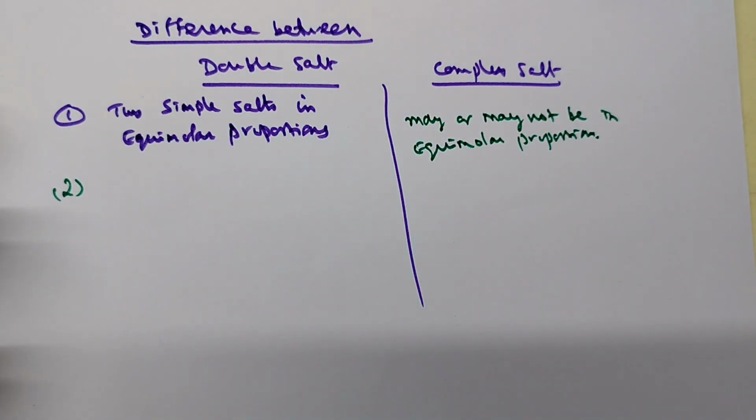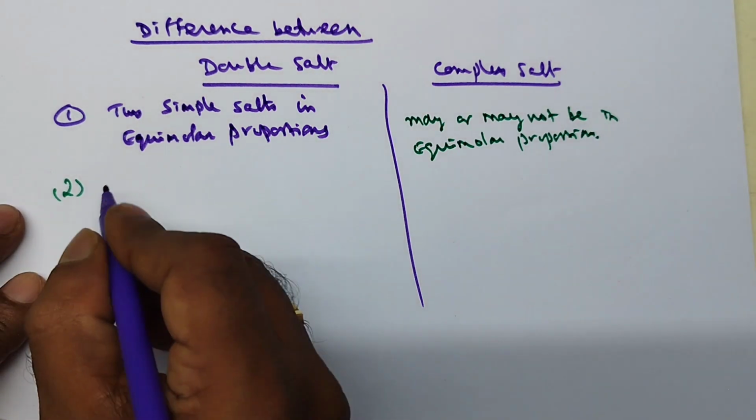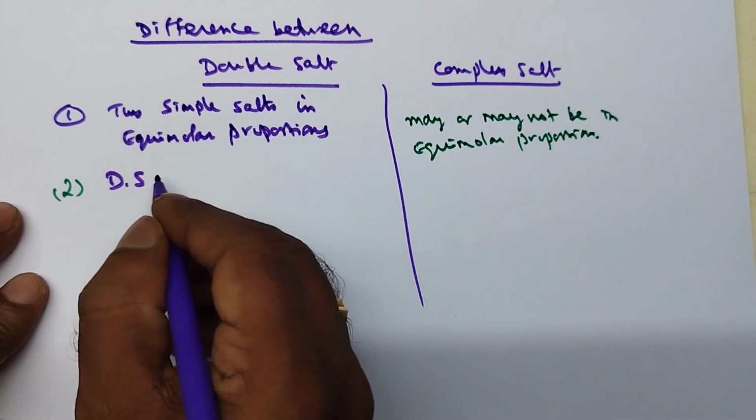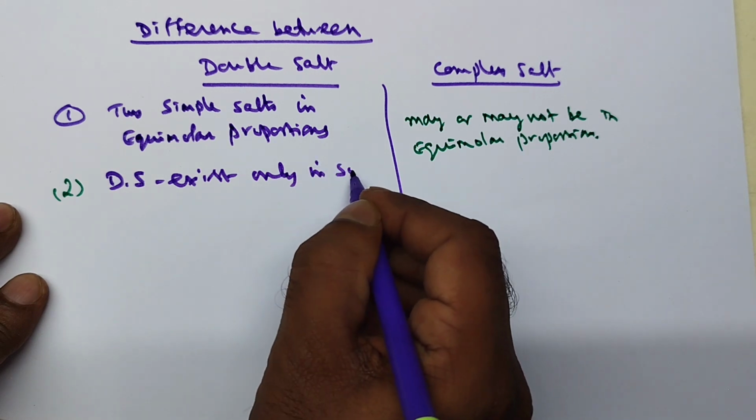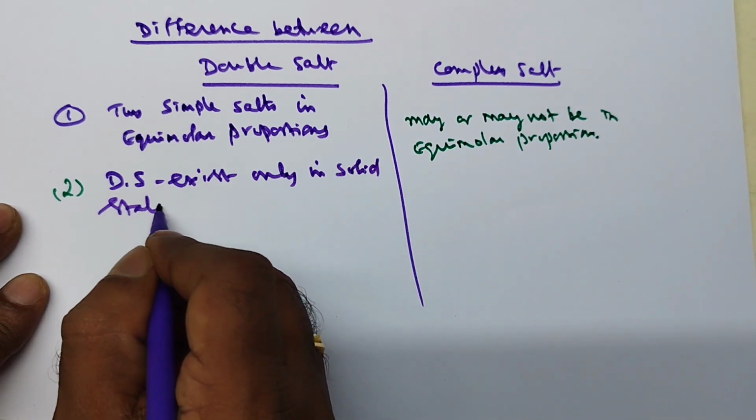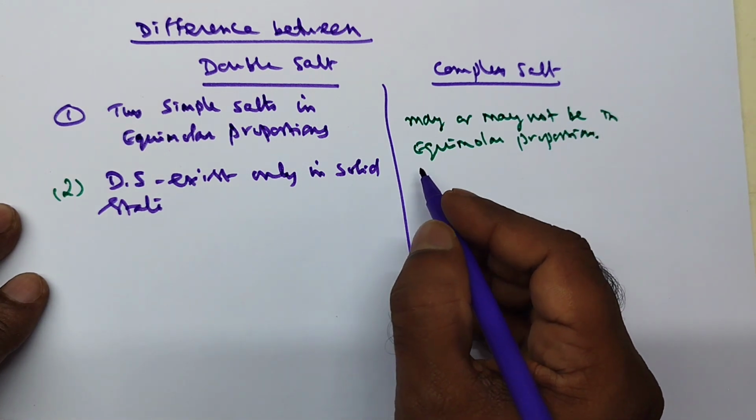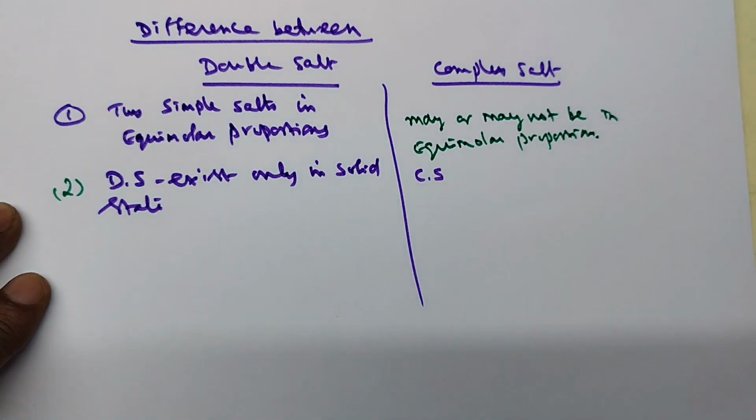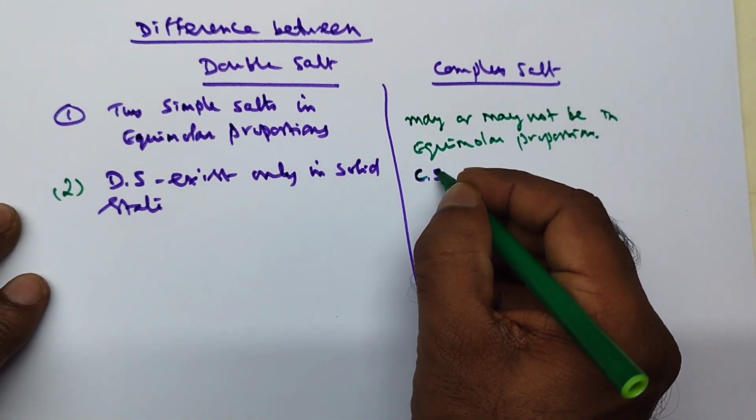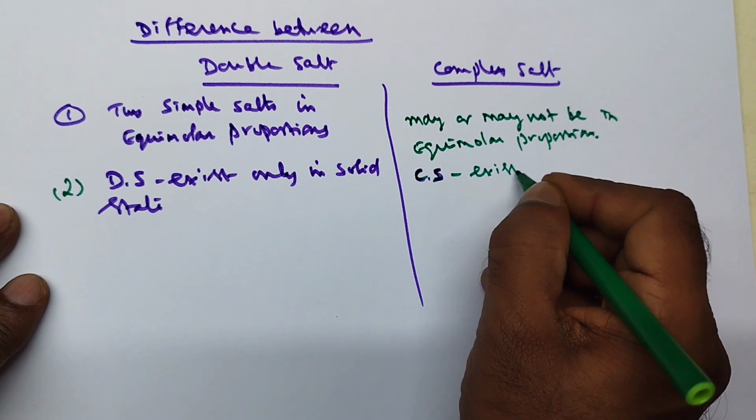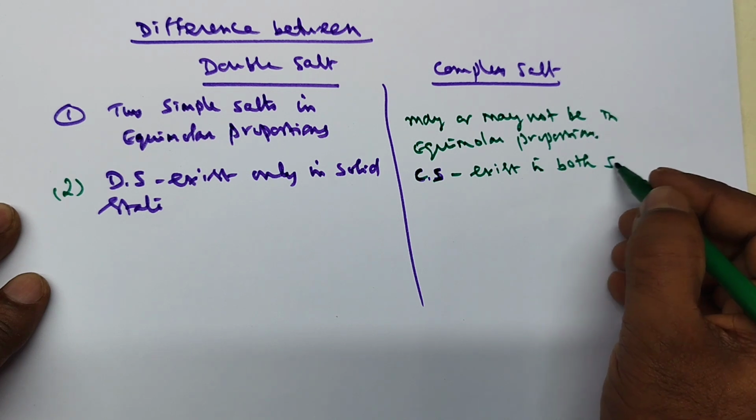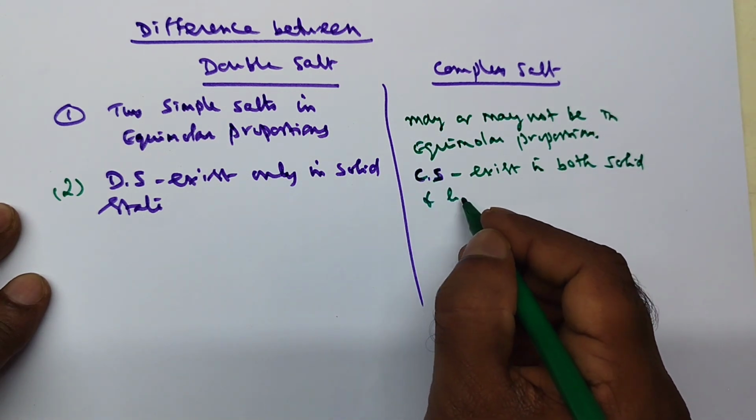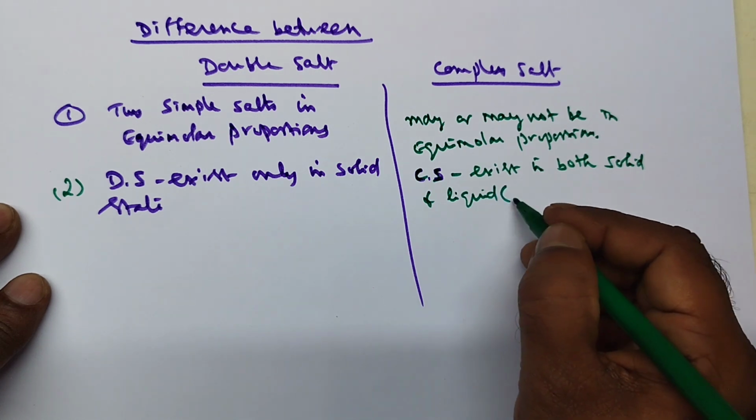Second one: a double salt exists only in solid state. Whereas a complex salt exists in both solid and liquid, or aqueous, state.